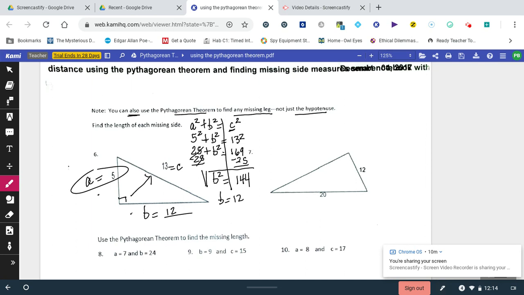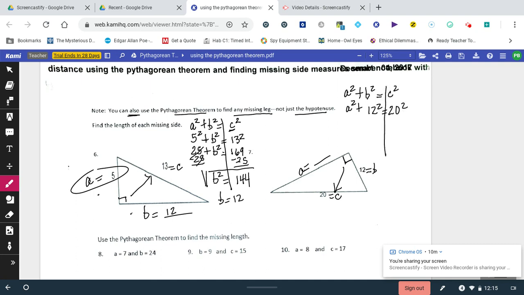Just do the opposite to get the variable by itself. All right, here, the right angle is right here. So this has to be C. Therefore, I say this is A. I'll just label that as A, and we'll label this one as B. So we have A squared plus B squared equals C squared. A, I don't know, so I'm going to write A squared. B, I'm going to say is 12. C is 20, so I just plug it in where it is.